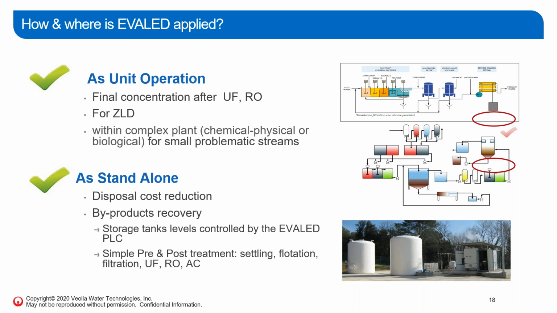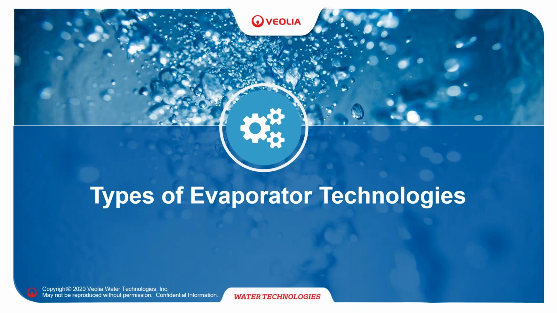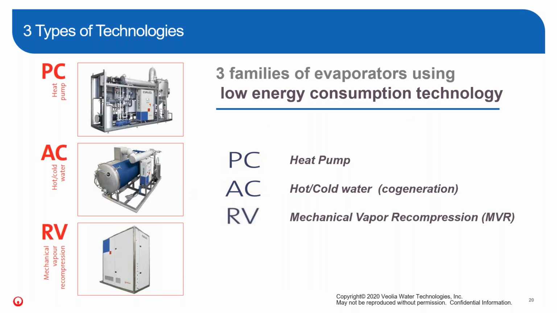So what types of evaporator technologies do we have? There's three families of technologies. There's the PC, which is heat pump, the AC, which is hot cold water, and the RV, which is mechanical vapor recompression. All of these families are standard products. So they're skid mounted. They all come with the automation pre-done. They're all linked to our Aquavista platform, so you can subscribe to service for remote support, service and maintenance. So it's easy to implement on site.